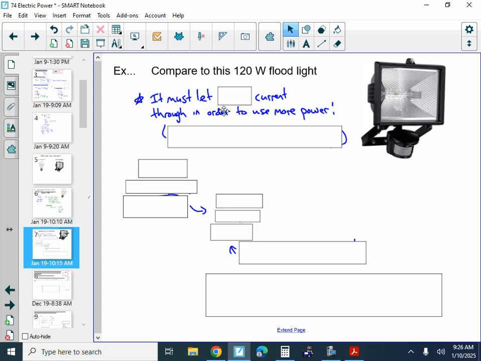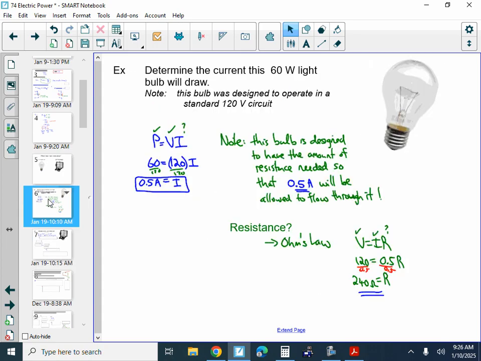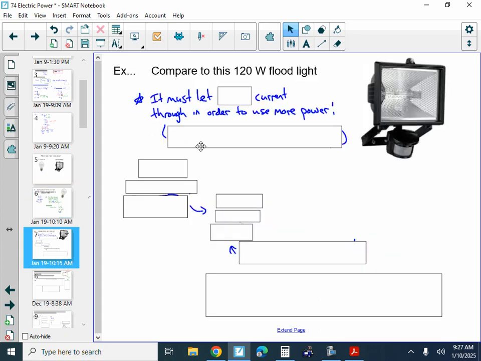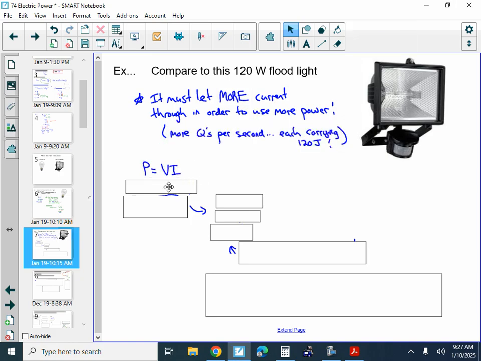Now for the floodlight, right? This one here, are you getting the idea of what this would need to be? The 60-watt bulb is letting 0.5 amps go through, so half a coulomb every second is flowing through, and each of those coulombs is carrying 120 joules, pardon me, right? If you want more power, you want more energy per second to go through, you're going to have to let more electrons go through, more coulombs of electrons go through, right? So we'll see that as a result here.